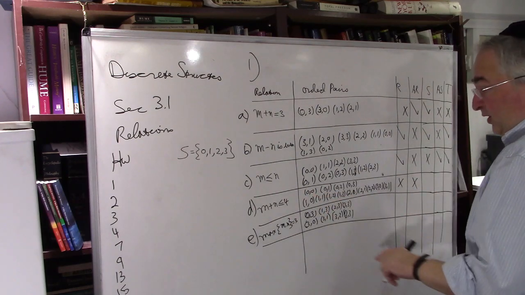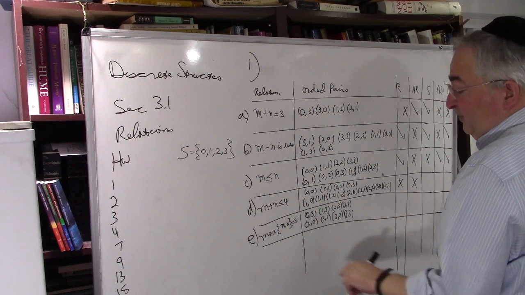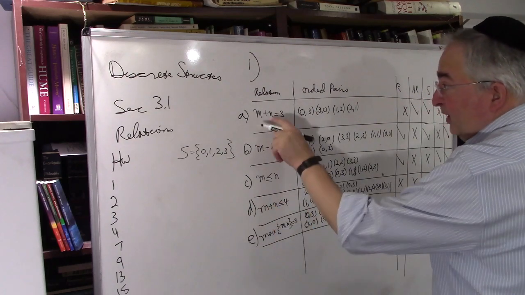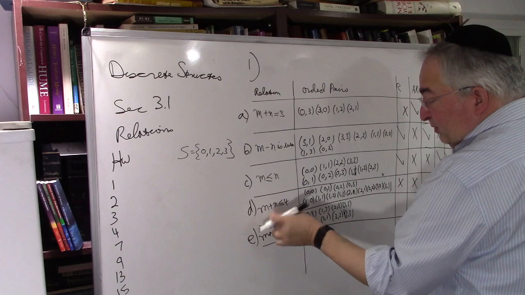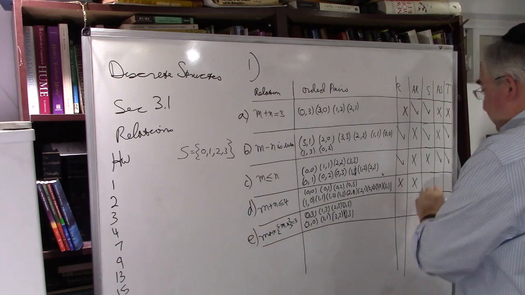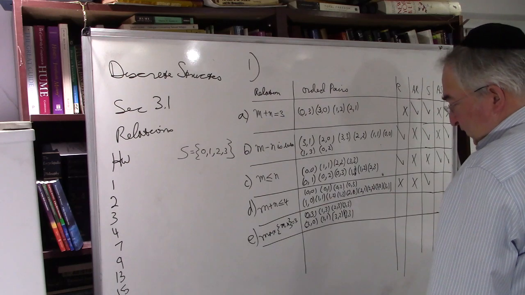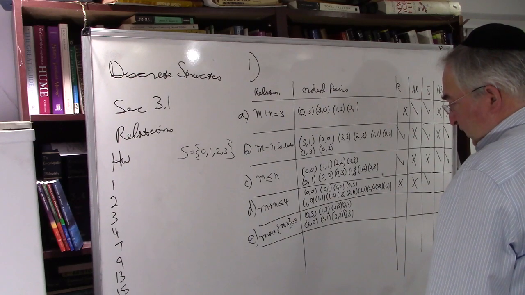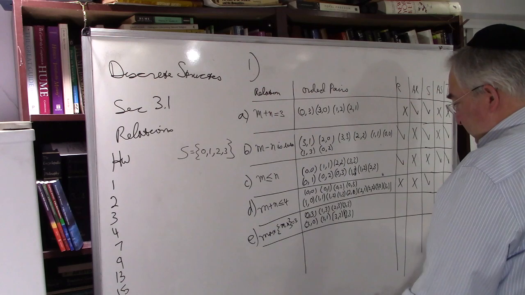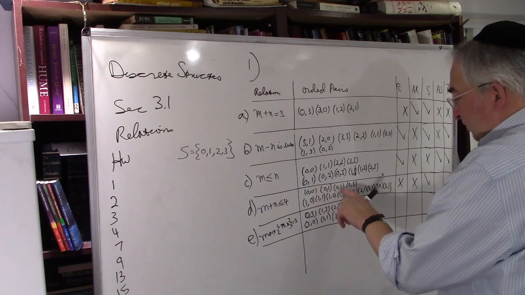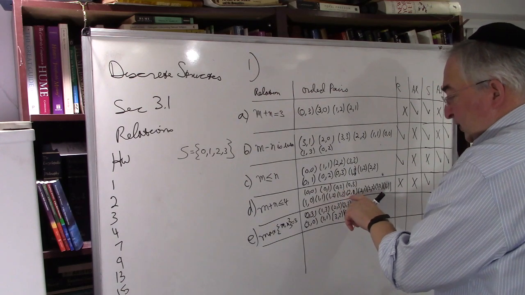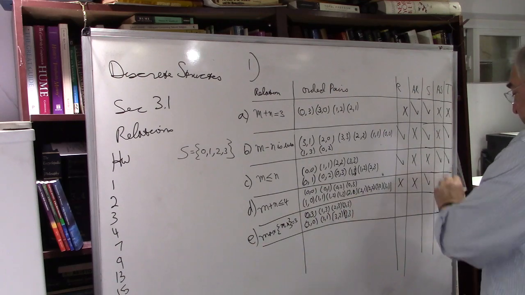Is it symmetric? If m plus n is less than 4, then by the commutativity of arithmetic, n plus m is less than 4. So yes, it is symmetric. Is it anti-symmetric? Okay, let's go through that. 0, 2 is in there, 2, 0 is in there, but does that mean that 0 is equal to 2? And the answer is no.